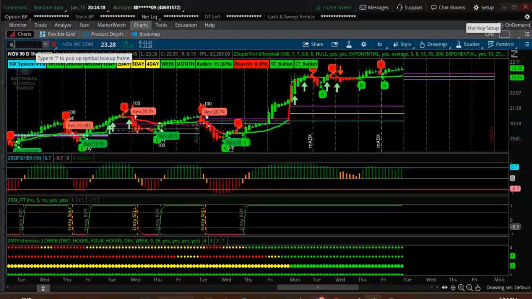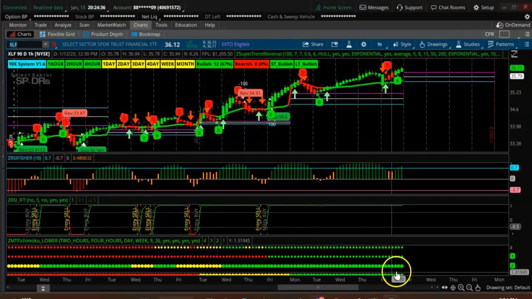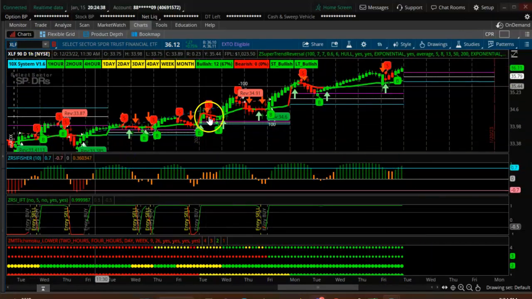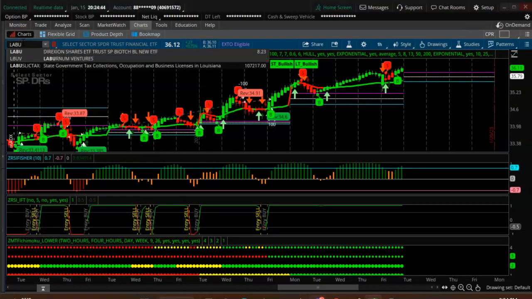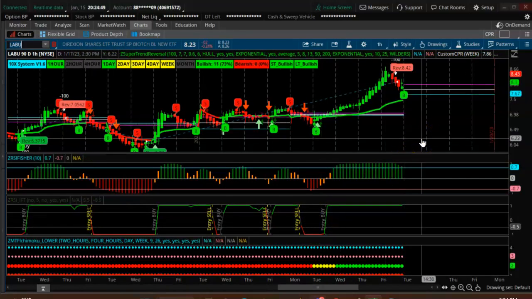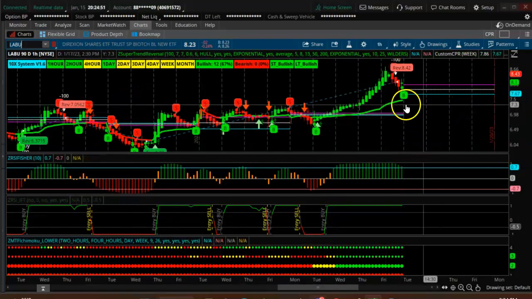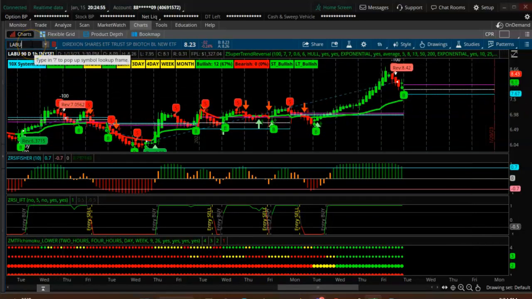Next one is XLF. XLF also is bullish all the way across. Next one we want to look at is LabU. See LabU, which is basically an index. It's also up.